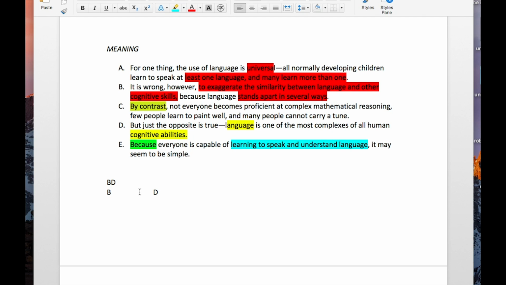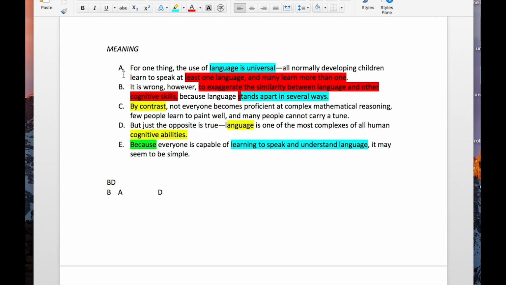Okay, so now we need to decide something: B starts first. If B starts first, B ends up saying that language stands apart in several ways. And we need to ask ourselves, which sentence talks about language standing apart in several ways? Which sentence mentions language alone? So we have E, which talks about language being simple, and we have A, which talks about language being universal. Stand apart in several ways, and language is universal. This is quite a bit closer. So we're going to put A after B.